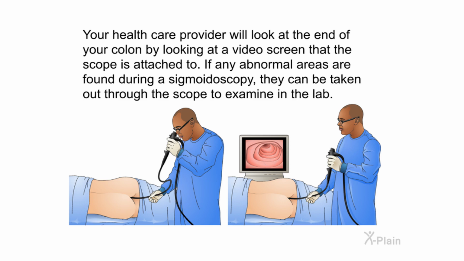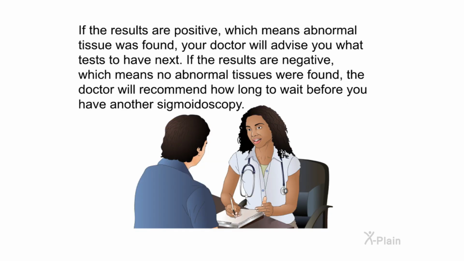If any abnormal areas are found during a sigmoidoscopy, they can be taken out through the scope to examine in the lab. If the results are positive, which means abnormal tissue is found, your doctor will advise you what tests to have next. If the results are negative, which means no abnormal tissues were found, the doctor will recommend how long to wait before you have another sigmoidoscopy.